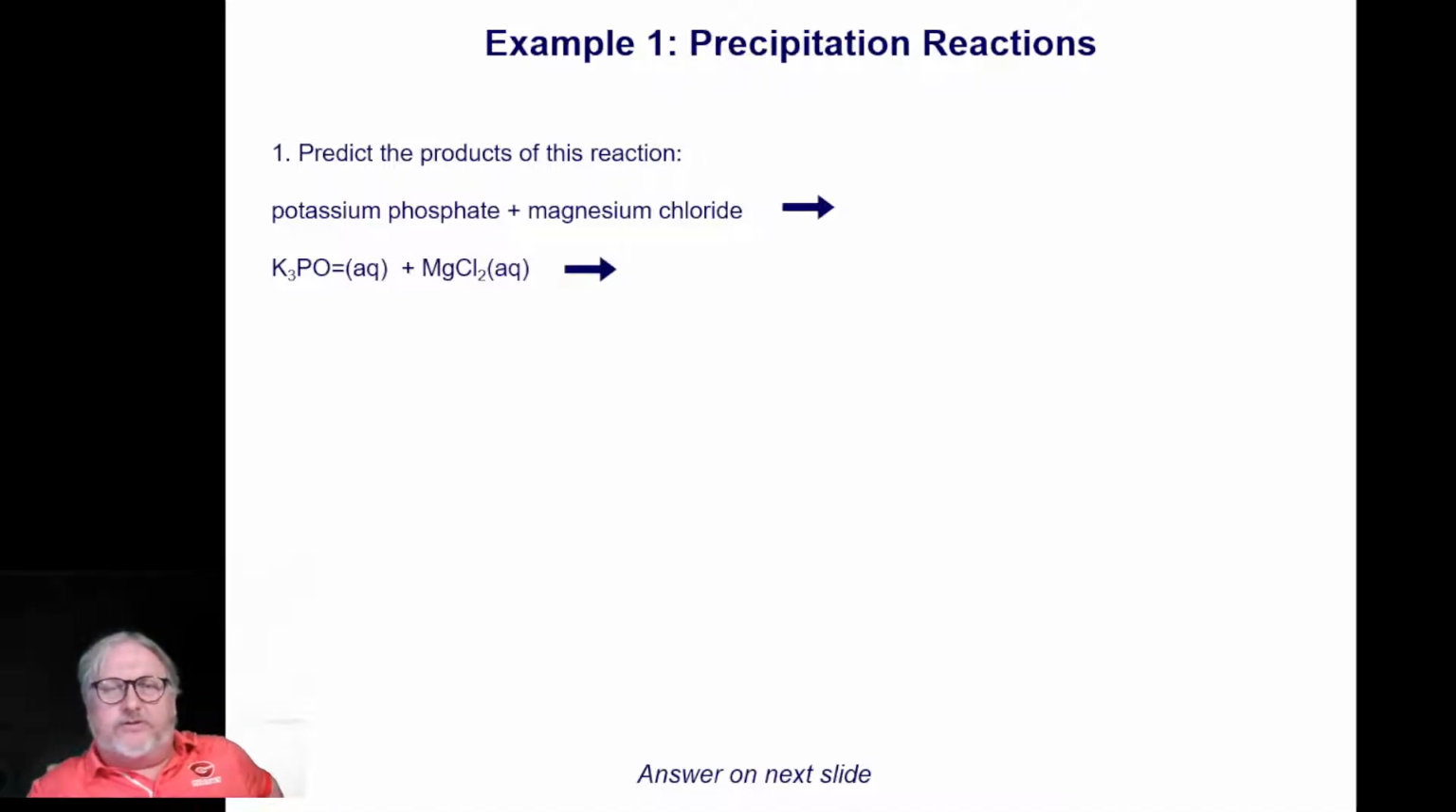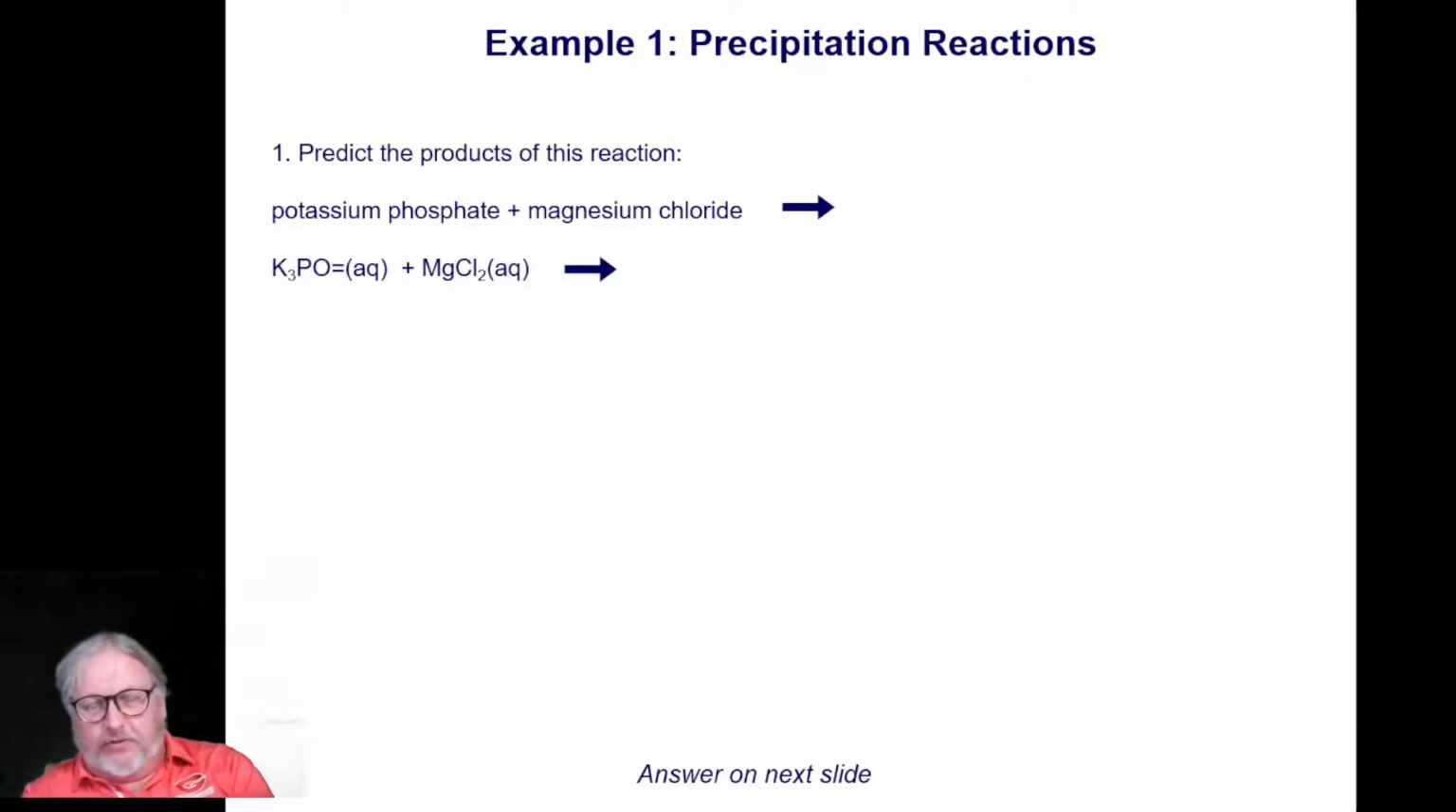So let's work on some stuff. Predict the products of this reaction: potassium phosphate plus magnesium chloride. So first I've got to write a formula. So that's K3PO4 plus magnesium chloride. Okay, that's not an equal sign, it should be a 4, but anyway, my fault.